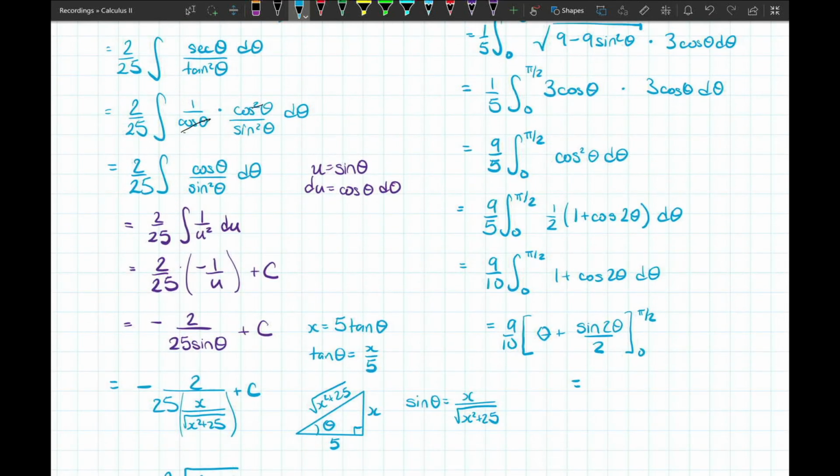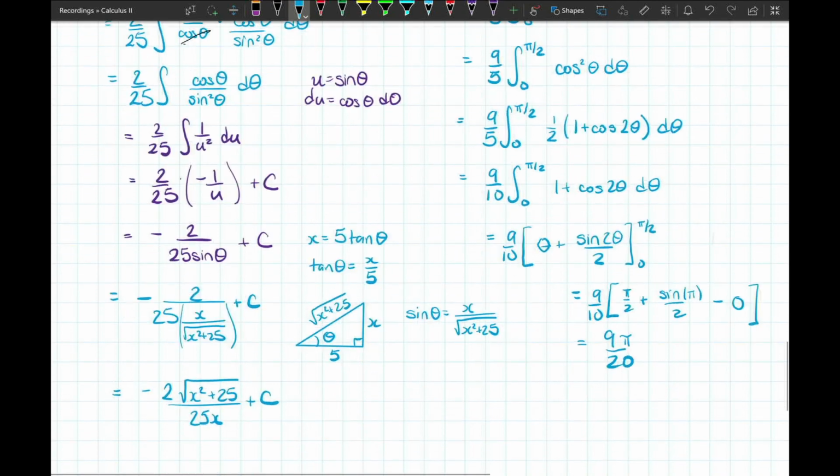Now the good news here is if we are just going to be plugging in pi over 2 and 0, plugging in 0 ends up becoming 0 plus 0. So this is just 9/10 of pi over 2 plus sine of 2 times pi over 2. Well, that's sine of pi over 2. I'll write that minus 0. That 0 is because when we plug 0 into both of these terms, the entire thing is evaluated as 0. Now sine of pi is also 0. So this is actually going to become just simply 9 pi over 20.